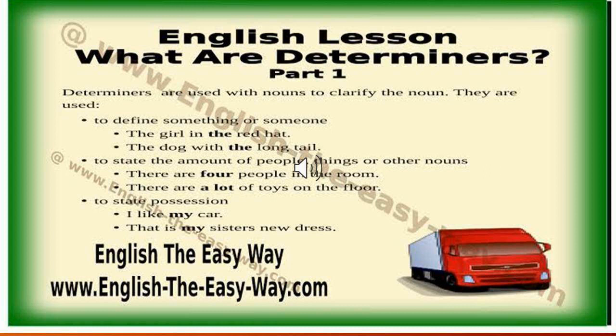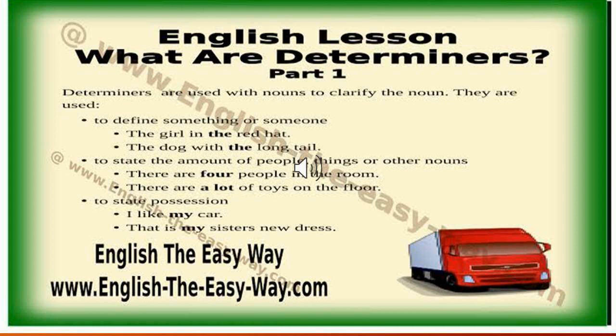Second is to state the amount of people, things, or other nouns. For example, there are 4 people in the room. There are a lot of toys on the floor. So here the words "four" and "a lot" are determiners. Next is to state possession.